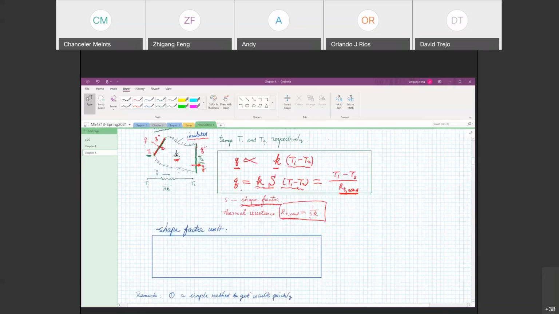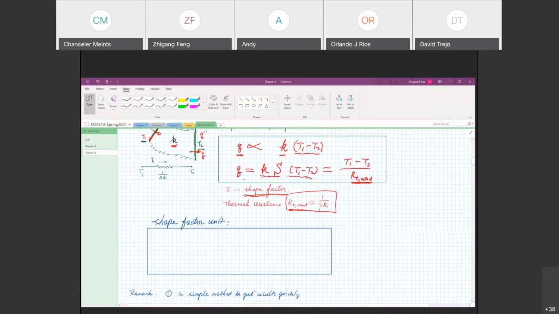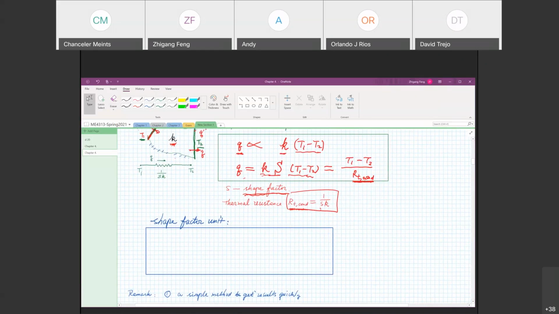Okay. Now let's determine the unit of shape factors. So remember, the shape factor is introduced when we relate Q to K and the temperature difference T1, T2. So let's check the unit for each of these variables. Q has a unit of watt. K has a unit of watt per meter per Kelvin. The temperature difference has a unit of Kelvin.